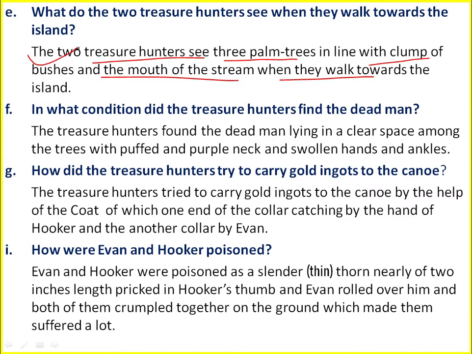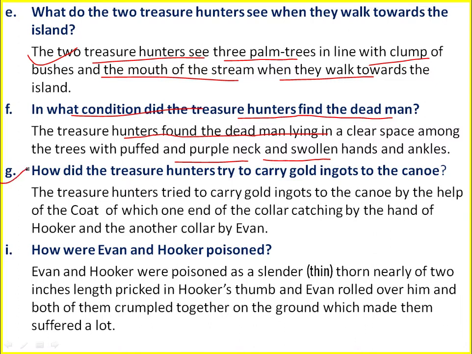Question number F. In what condition did the treasure hunters find the dead man? The treasure hunters found the dead man lying in a clear space among the trees, with a purple neck, swollen hands and ankles.